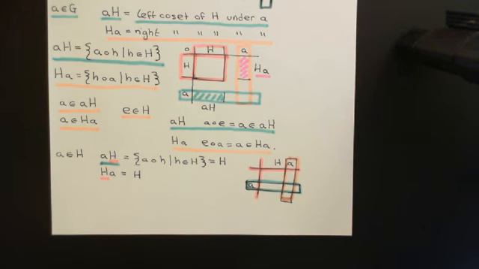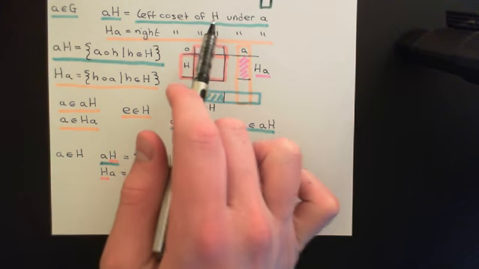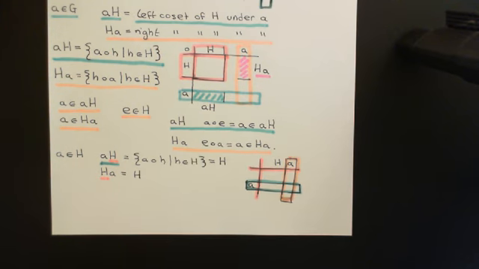Okay, so welcome back to this next video in which we are discussing cosets and Lagrange's theorem. In the previous video, we discussed the definition of the left and right cosets of some subgroup capital H under an element little a.